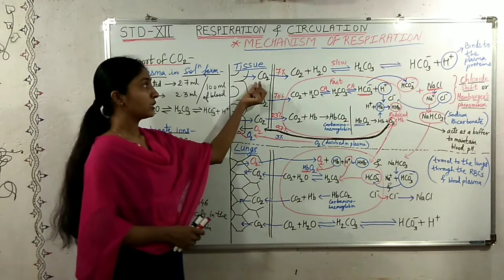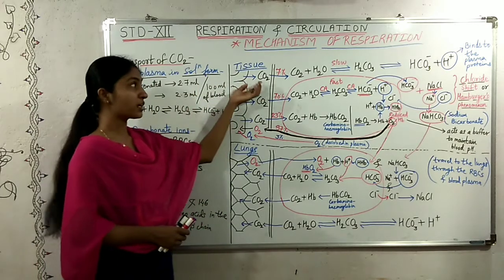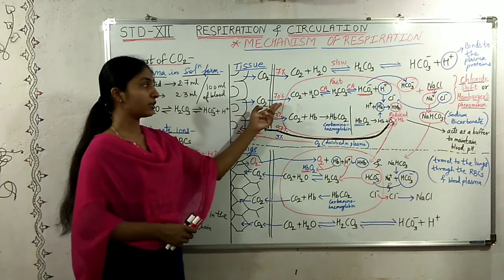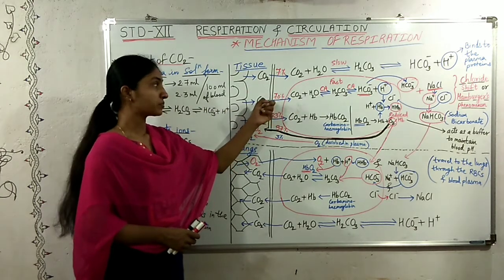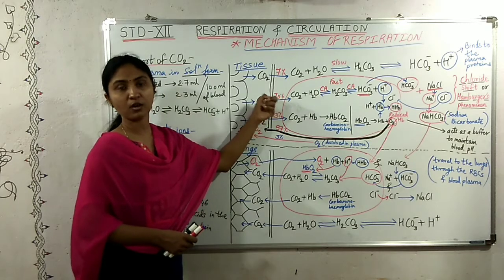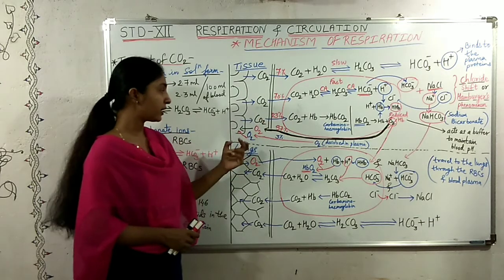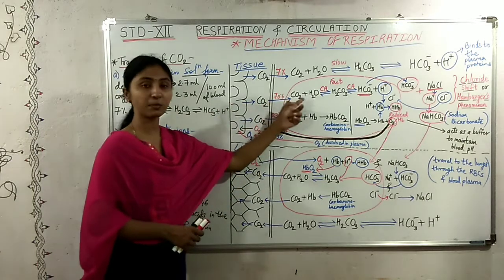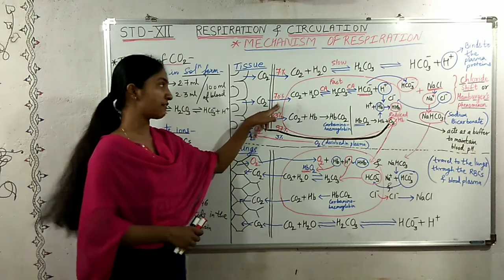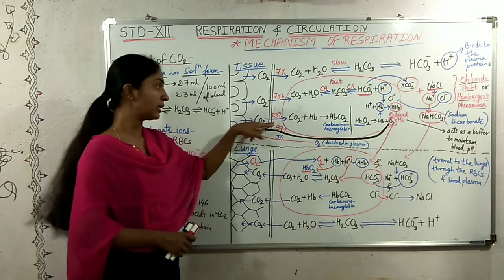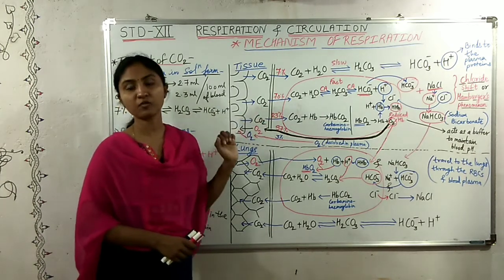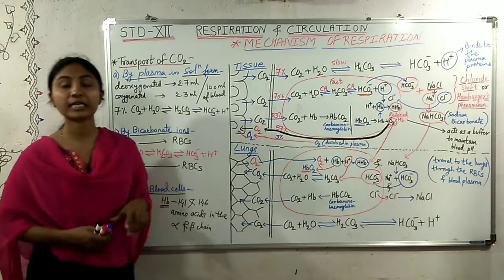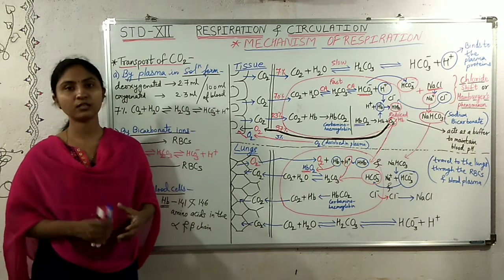So by the plasma in solution form, 7% of carbon dioxide is transported. In the form of bicarbonate ions, 70% of carbon dioxide is transported. By the RBCs, 23% of carbon dioxide is transported. So this is how the transport of carbon dioxide takes place in the internal respiration.